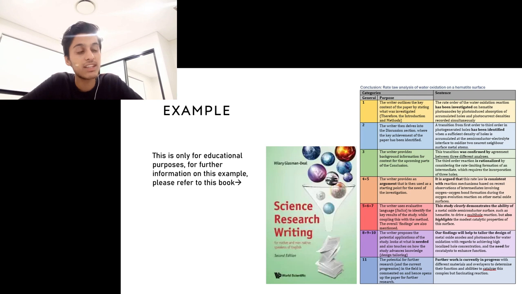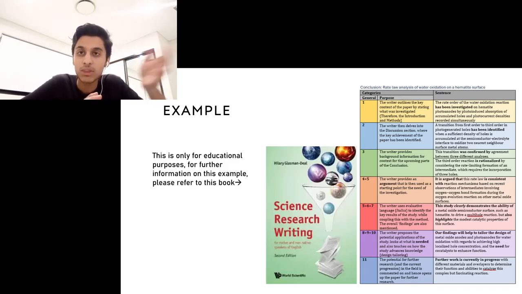Then the writer uses evaluative language to identify the key results. So now that you've demonstrated the need for your study and given your reader an idea of what the results might show, you jump straight into the results. And here is where the writer talks about the results using evaluative language. So let's take a look at this.